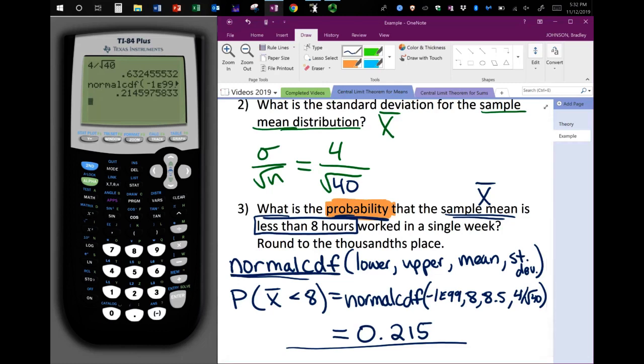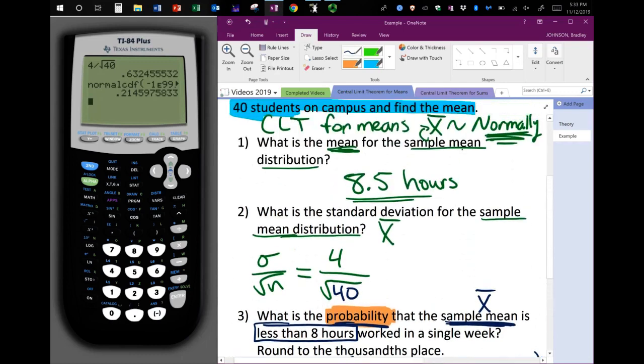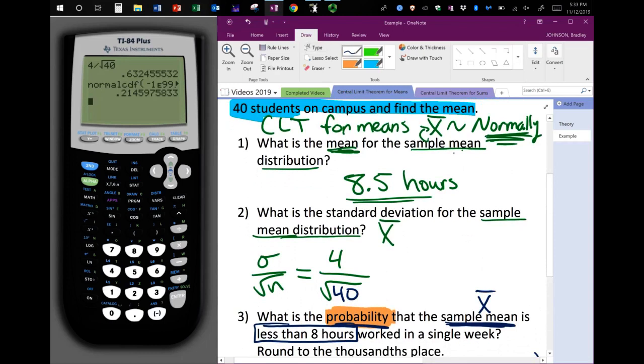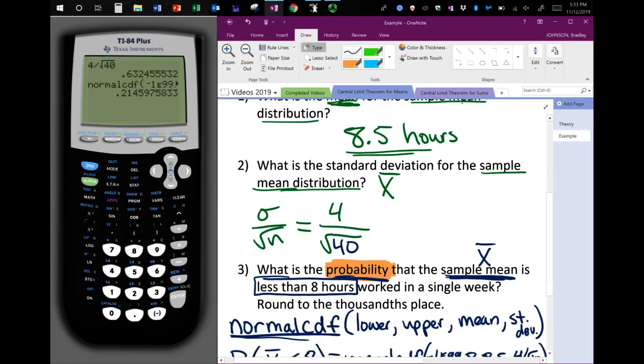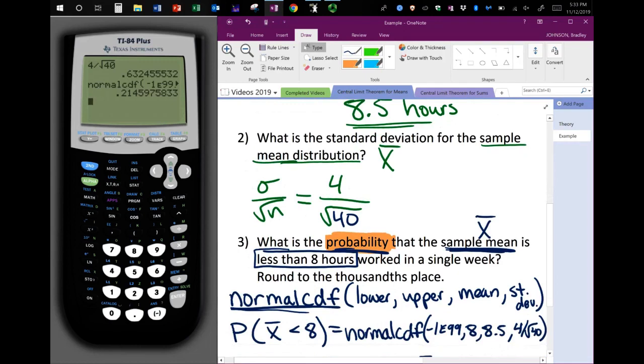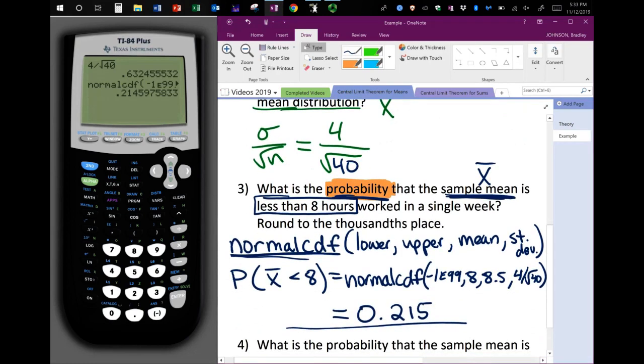To recap, we know we're looking at sample means, so x bar. X bar is distributed normally by the central limit theorem for means. And the central limit theorem for means tells us that the sample means distribution's mean will be 8.5, and the standard deviation of the sample mean distribution will be the standard deviation from the population divided by the square root of your sample size.